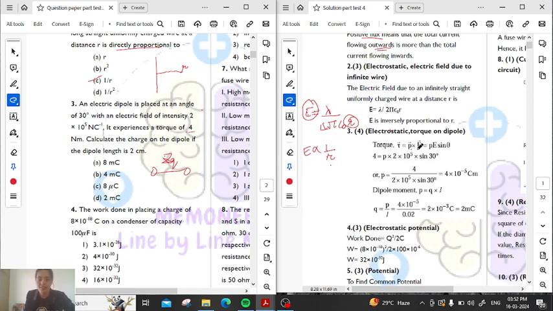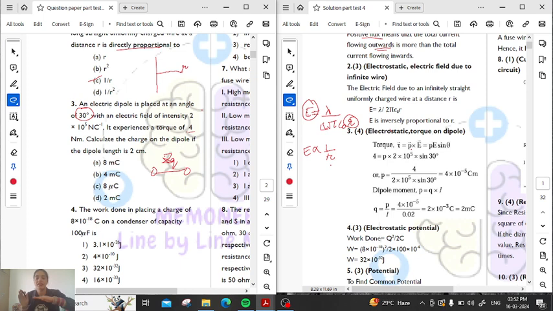So torque is equal to this. We put the values, that will become 4 is equal to P, because P is not given. So 2 multiplied by 10 to power 5 which is given, and then sine 30 degree, because it is mentioned here it is 30 degree, right? So let's find the P from here.